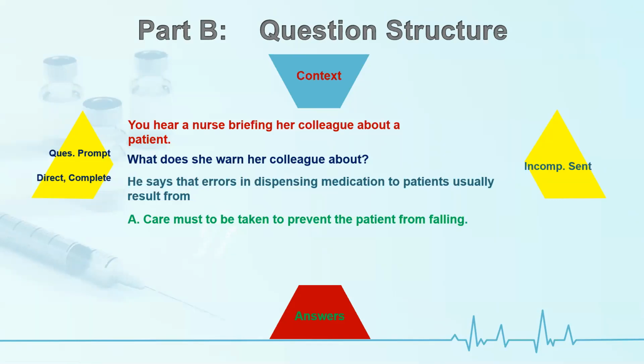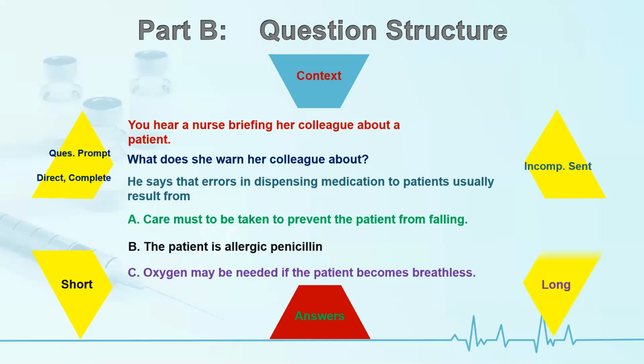Regarding the answers, we have short answers and long answers. For example, the patient is allergic to penicillin. Here we have short answer, and for this one, oxygen may be needed if the patient becomes breathless. Long answer. So this is the structure of questions in part B.